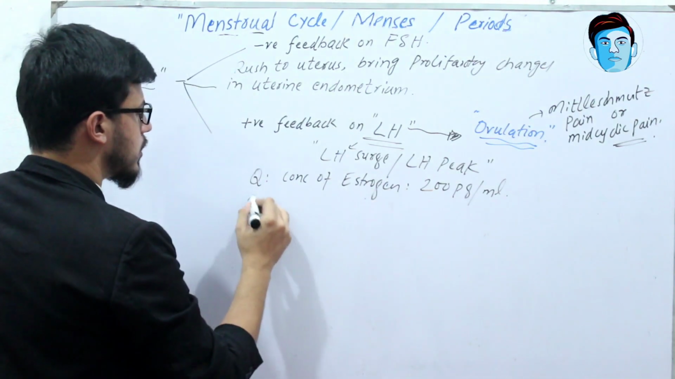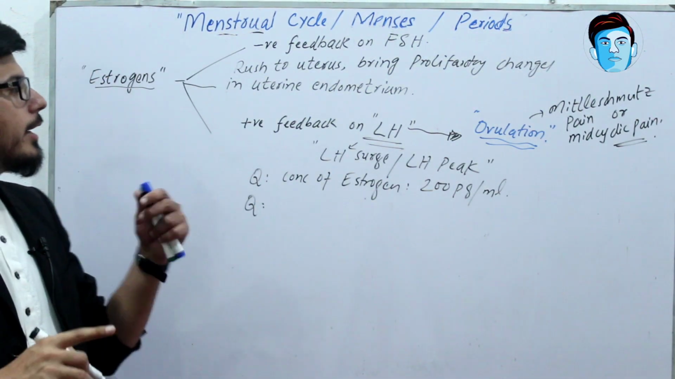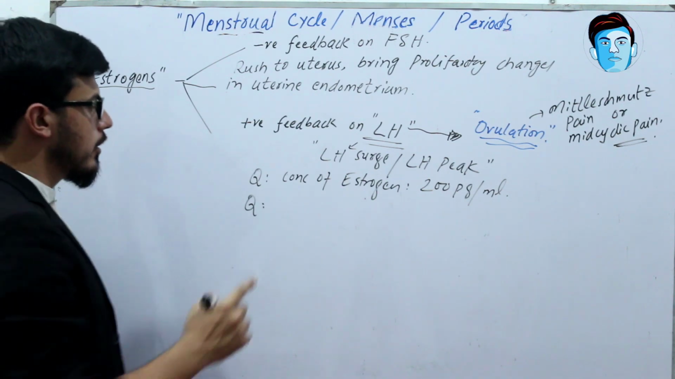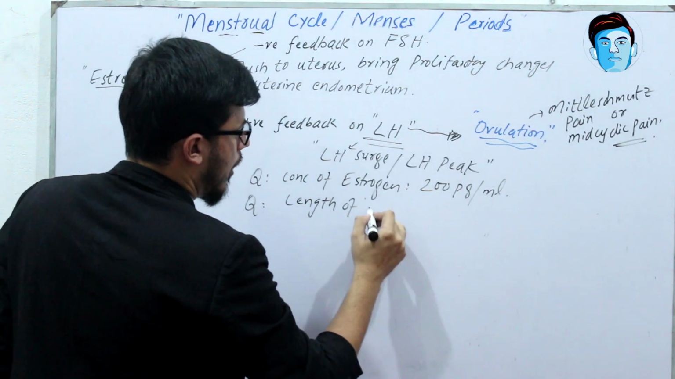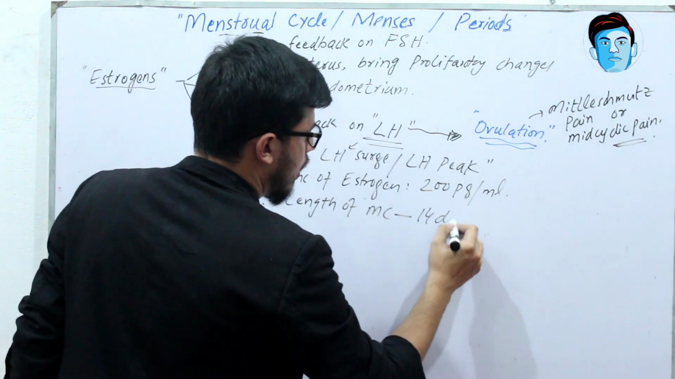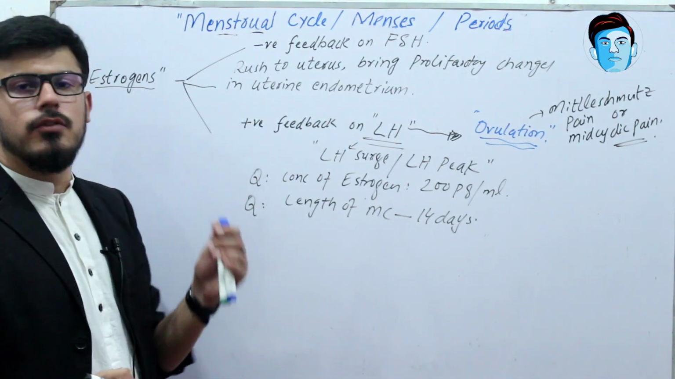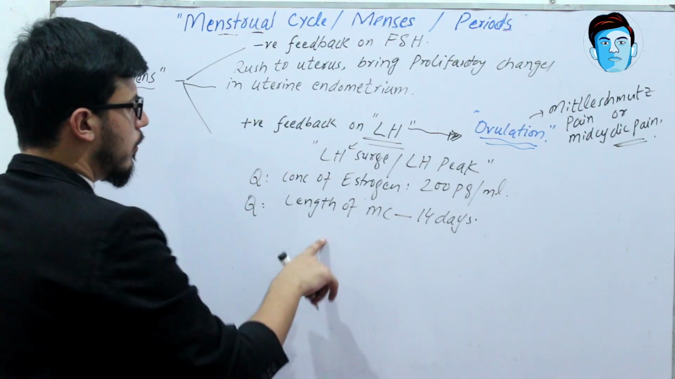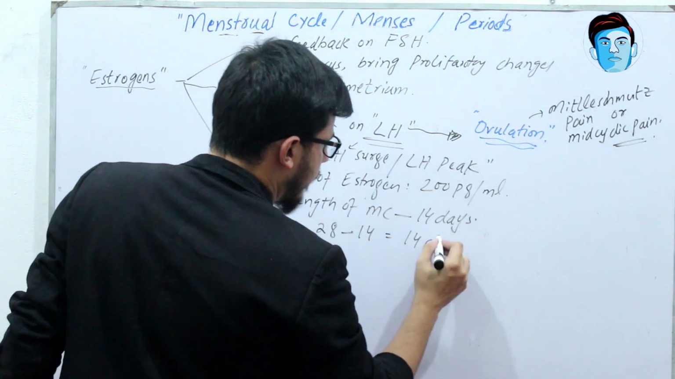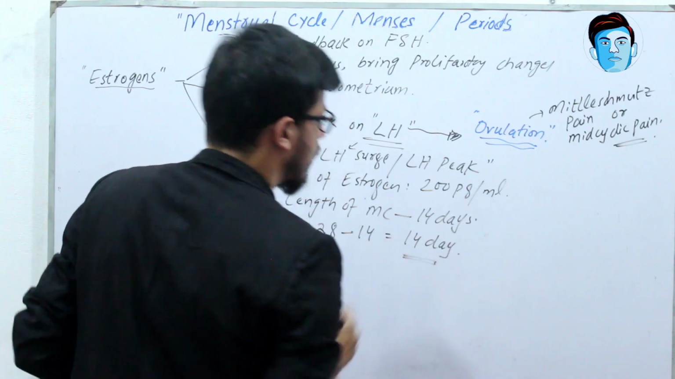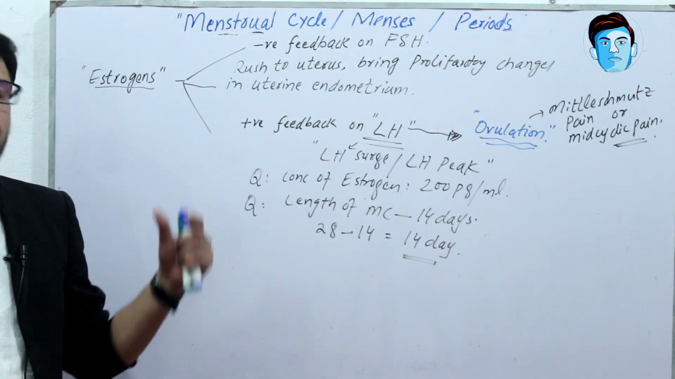Now another important question is how will you find the ovulation day in a female? You can easily find out the ovulation day by taking the length of the menstrual cycle minus 14 days. Let's suppose a female has a menstrual cycle of 28 days, so you put 28 here and you will find the result. So at 14 days ovulation occurs. That is the way to find out the ovulation day in a female.